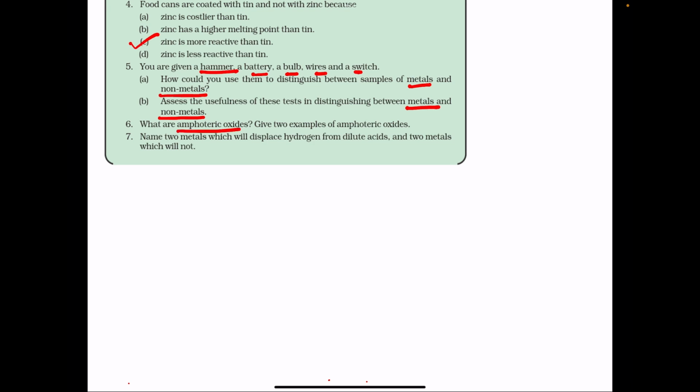What are amphoteric oxides? Give two examples of amphoteric oxide. Two examples of amphoteric oxides are aluminium oxide and zinc oxide. Amphoteric oxides are the oxides which react both with base and acid. For example, aluminium oxide reacts with acid to form aluminium chloride and water.